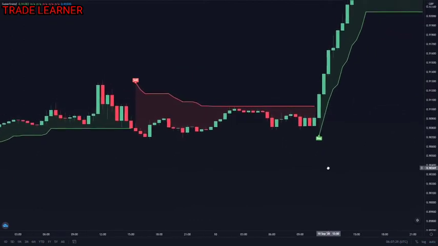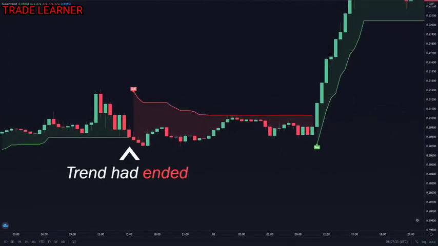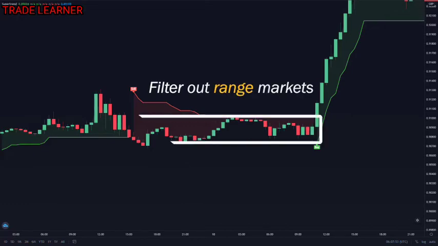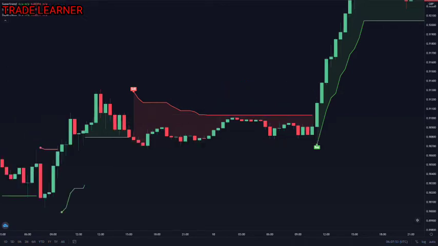And now, you see that the trend had already ended and the market went flat. But the problem is, because the SuperTrend is always giving signals, it displayed a sell signal even though there wasn't any trend. So what we need to do is filter out these range markets so that we only take signals from the SuperTrend if the market is actually trending. This is how you do it.